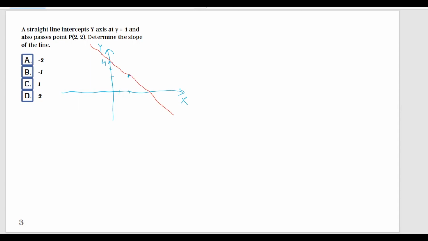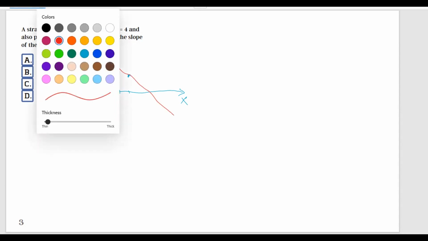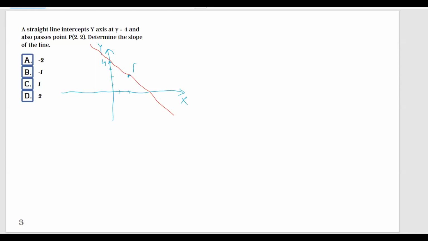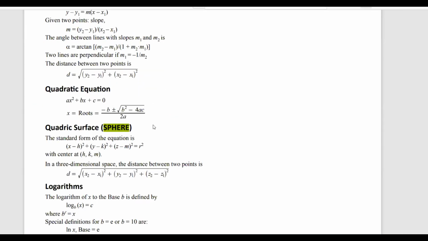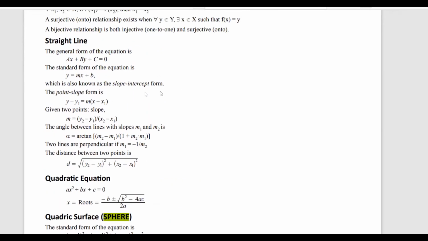So my line goes something like this. And we know this point is 2 and 2. And then coming back here, we also know this point because it's 0, 4, right? There you go. So now we have to calculate the slope of the line. We can go to the FE handbook, and I'm going to do that. And look here, we have the straight line equations very close here.